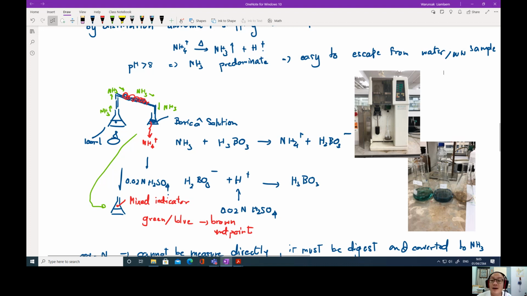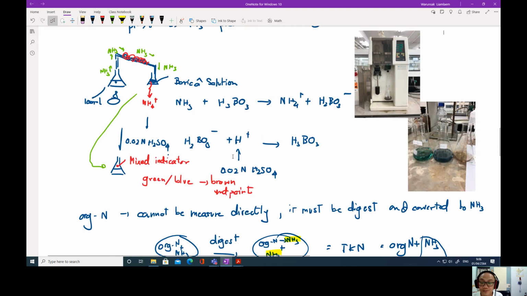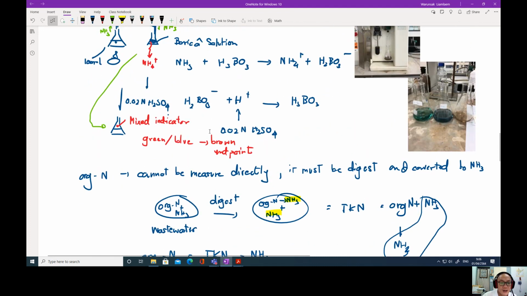before being absorbed by the boric acid solution down here. Okay, so this one takes only 4 minutes to distill. But if you use the conventional unit like this, it may take an hour or more than 1 hour, could be 2 hours. It depends on the volume of the water sample, and also on the strength of the ammonia present in the water sample. We do the titration, and then we also record the amount of sulfuric acid used, and this will be used for the calculation.